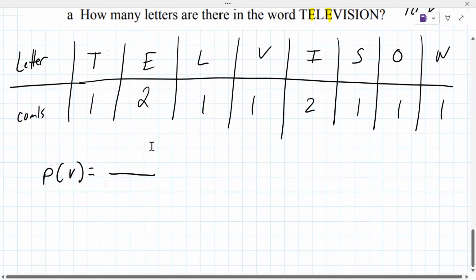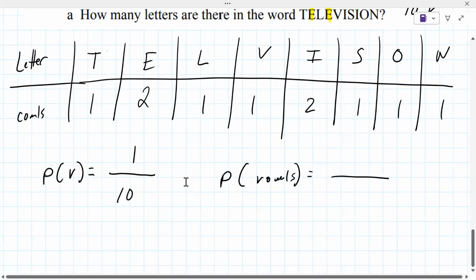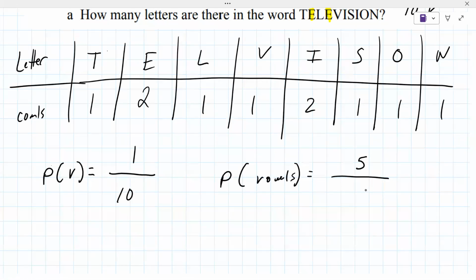So how many V's are there? One. Out of how many total? 10. Okay. What's the probability of a vowel? A vowel. So you got to remember your vowels. Do you remember your vowels? Okay, so I just count out all the vowels. 2, 4, 5, out of 10. Is this your final answer?